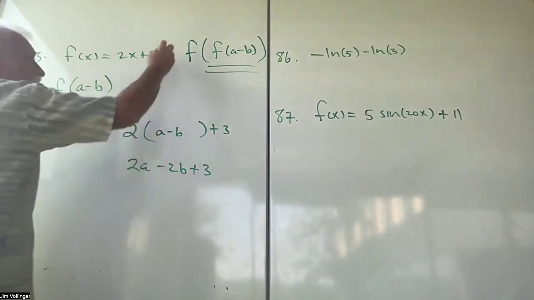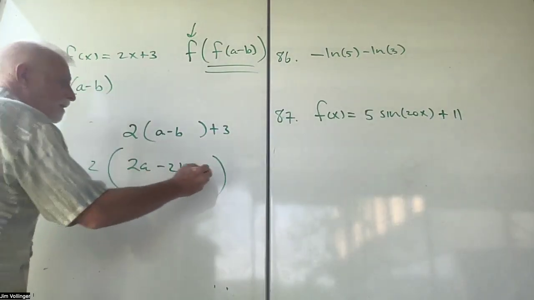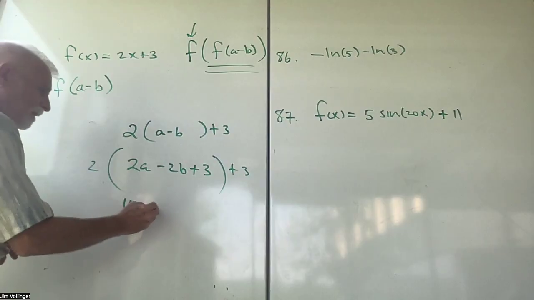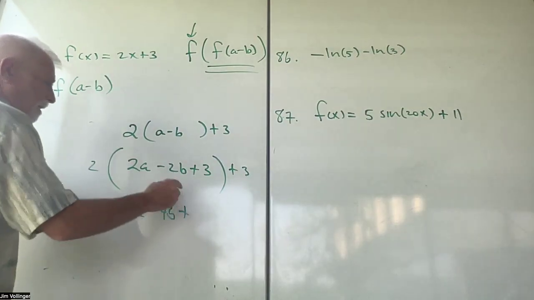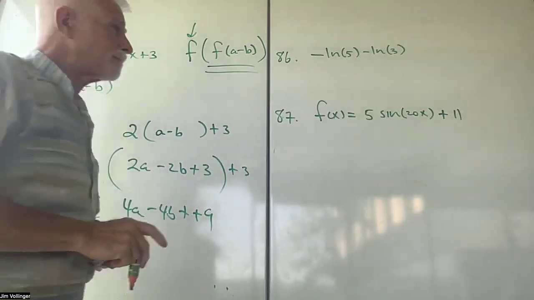What am I going to do? I'm going to do the f calculation, which is to double and add 3. And now this is what I'm doubling and adding 3. So I get 4a minus 4b plus 6 plus 3 is 9. Okay, so that takes care of that.